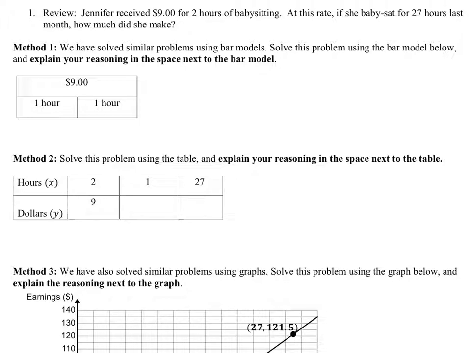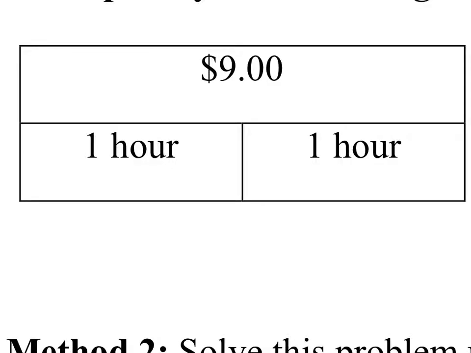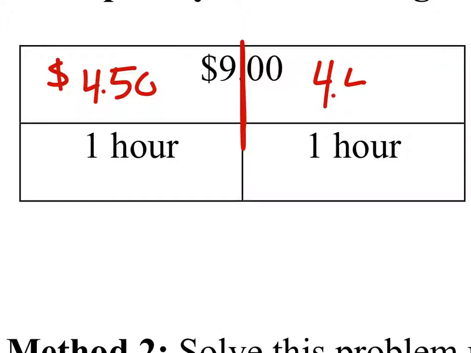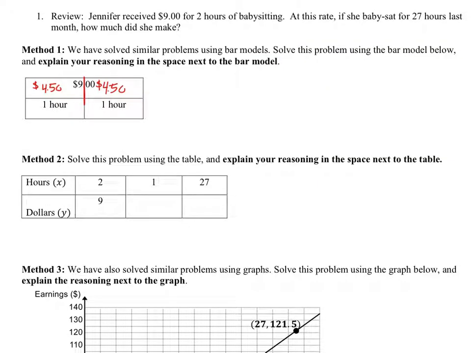This first one is to make a model, right? And then up in here, let's say, well, we got the 2 hours that we split in half, so we'll split this one in half. And then we see that she made $4.50 for each of these two blocks right here. So we can see right there that she made $4.50 per hour. Well, that should help us to figure out how much money she made for 27 hours, right? We'd multiply the $4.50 by 27.